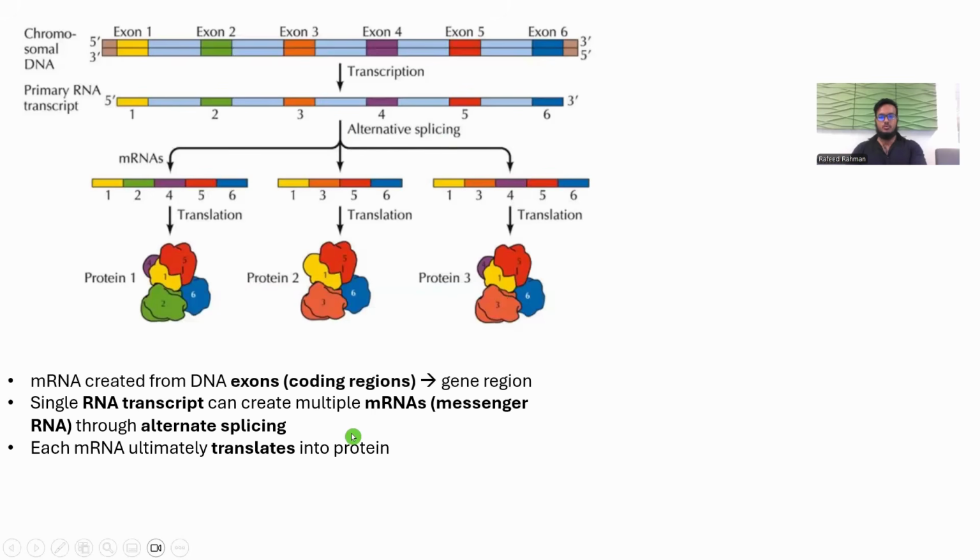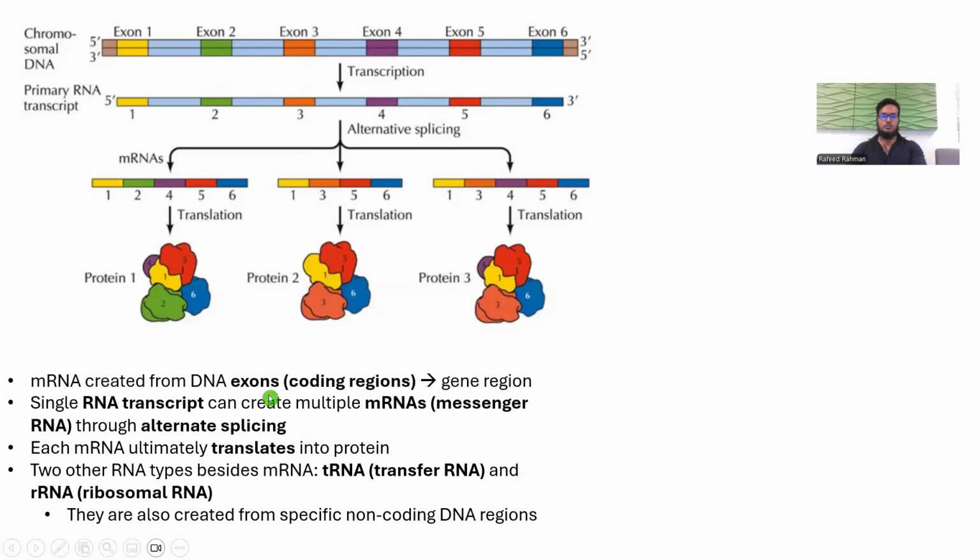Now that we know this much, let's also talk about the two other RNA types besides mRNA. Their names are very simple. tRNA means transfer RNA and rRNA means ribosomal RNA. They are also created from the DNA itself, but they are created from non-coding DNA regions, not from coding DNA regions.